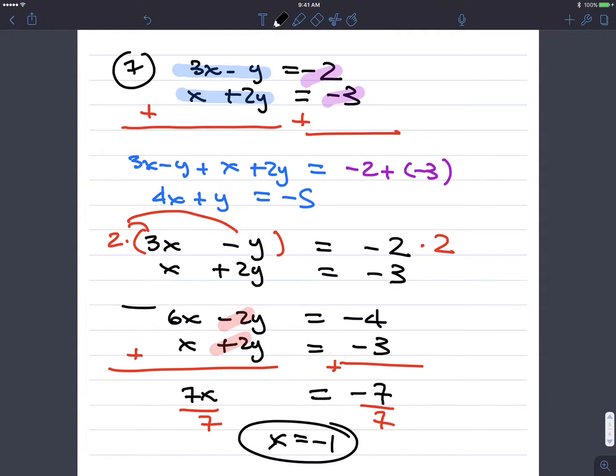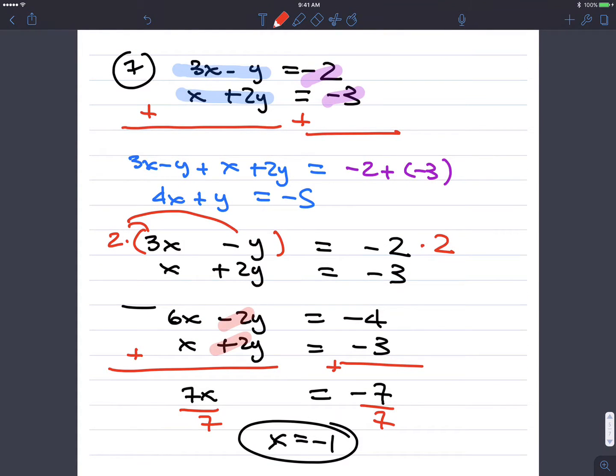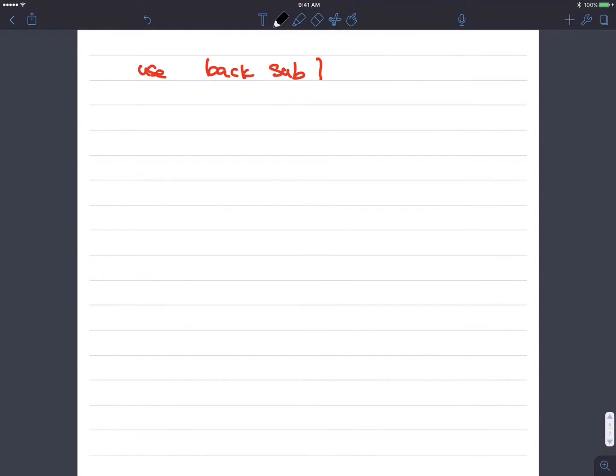We're now going to use back sub. So because x is -1, we need the y coordinate. So let's use back substitution. We're going to plug in a -1 for our equation. Now, we can plug in -1 in any of the equations. I'm just going to plug it in either of the first two and see which one is easiest. Maybe the second equation is easiest. That's going to give me -1 plus 2y equals -3.